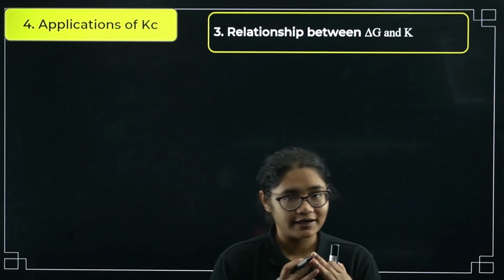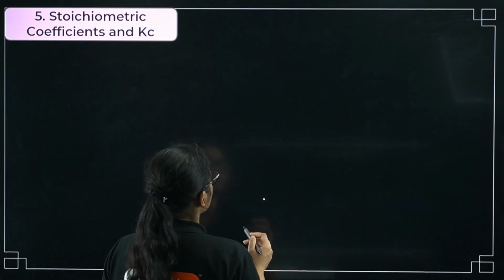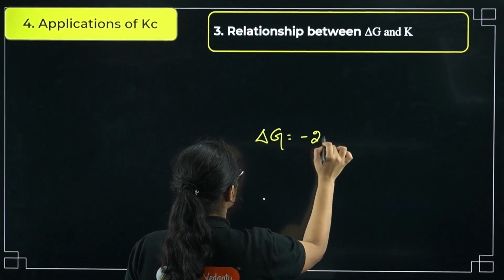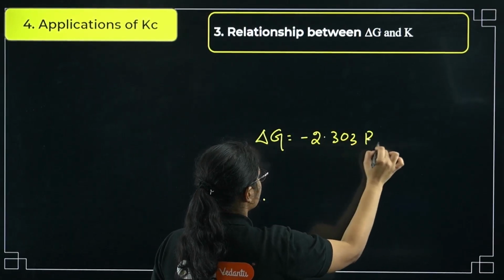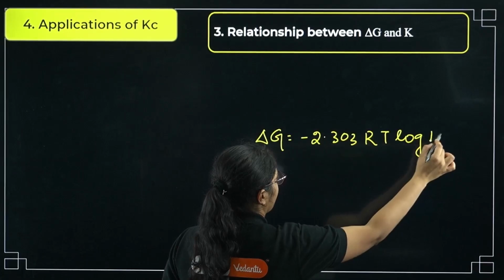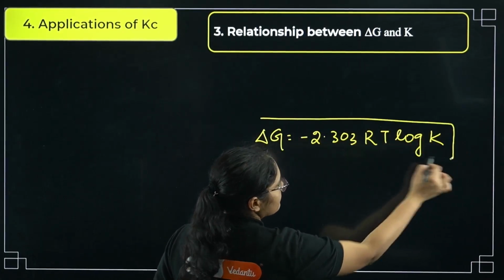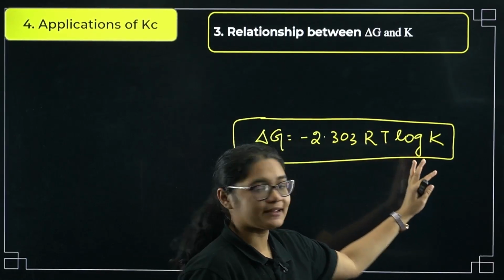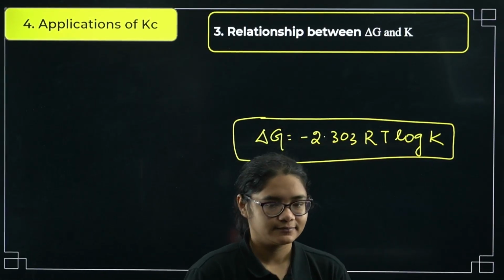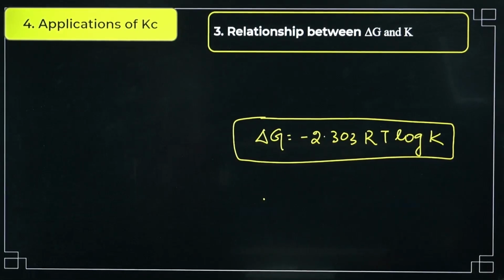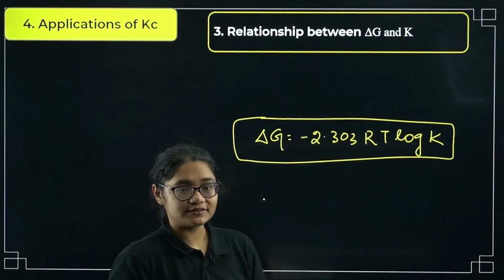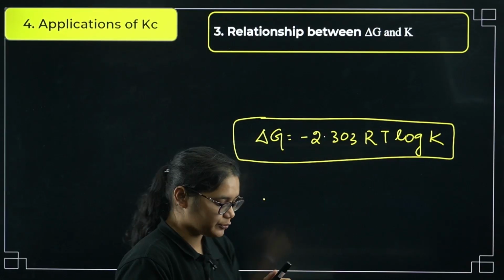Next, what is the relation between delta G and K? We can also calculate delta G using the value of K, and that is delta G is equal to minus 2.303 RT log of K. So this is the formula, and here R is your gas constant, T is your temperature and K is your equilibrium constant.